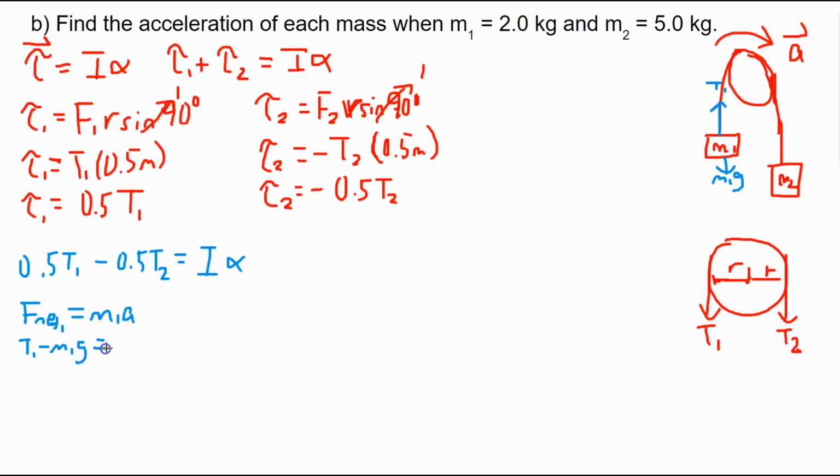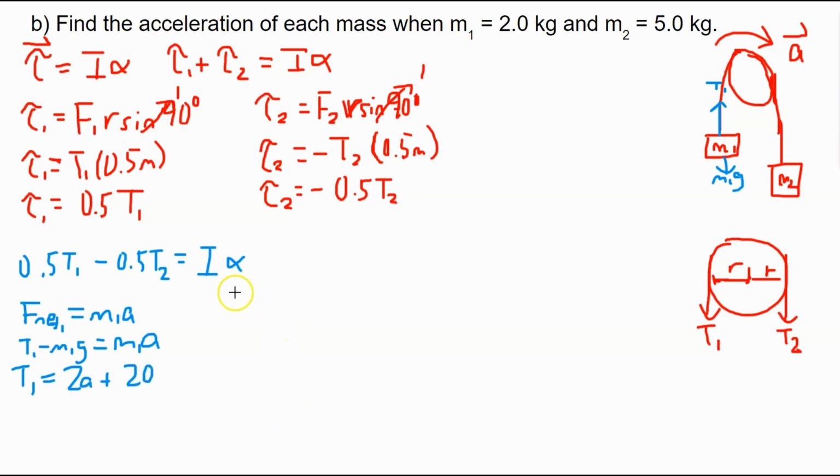is equal to M1A. And we were told that M1 is equal to 2 kilograms. And by approximating the value of G to 10 meters per second squared, we can set this whole equation up so that T1 is equal to 2A plus 20.